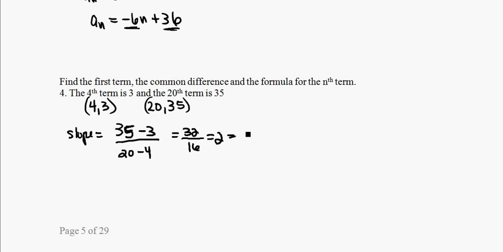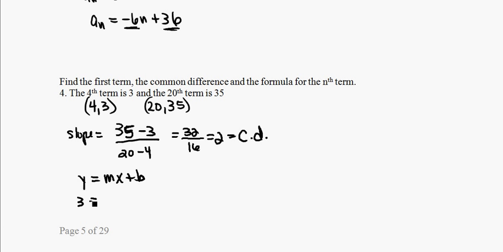So that is our common difference. So using that information, can we now figure out the first term and the formula for the nth term? Well, now let's use y equals mx plus b, because we just said that this is really just a linear representation where this is slope and this is the y-intercept. So we have an x and a y value, and we have a slope, which is 2.